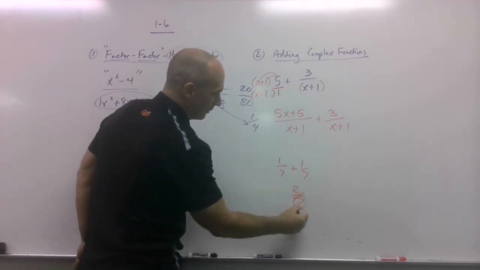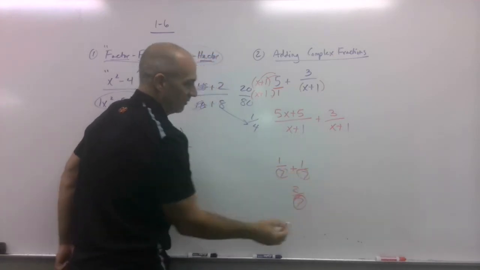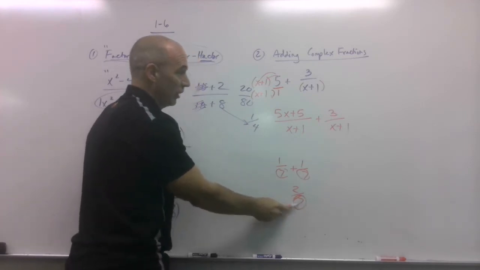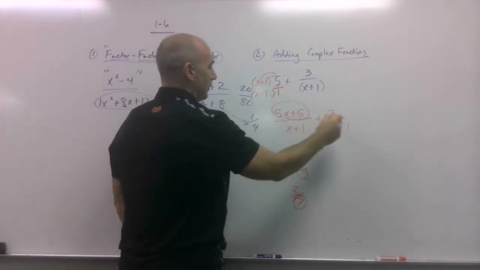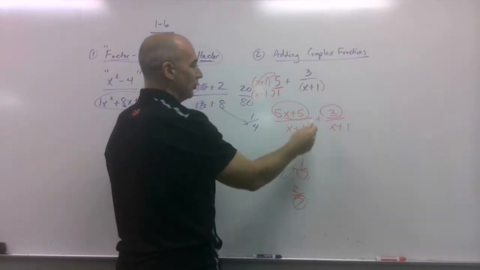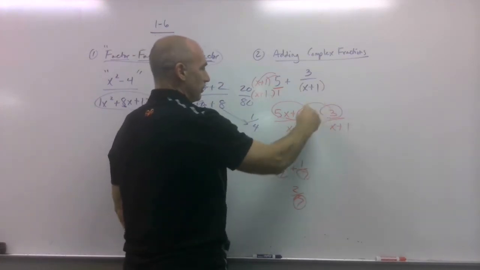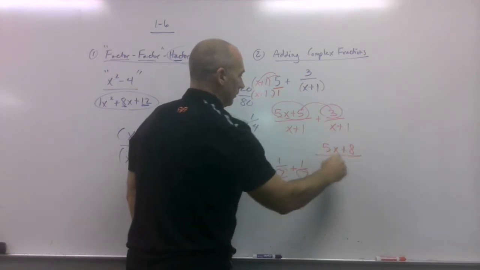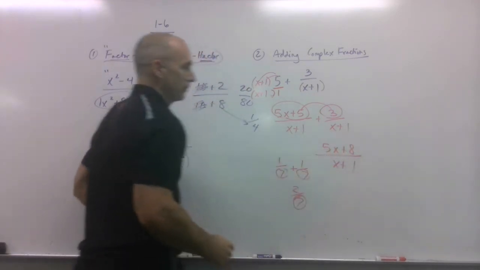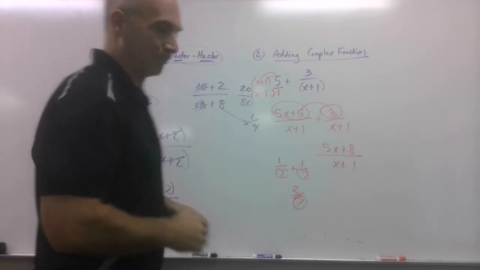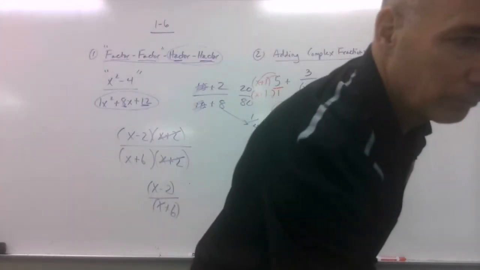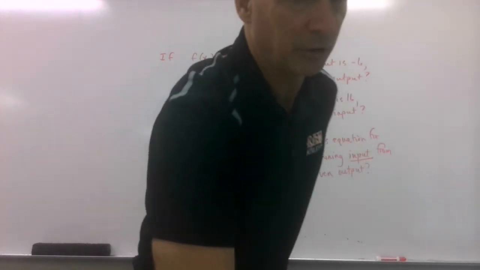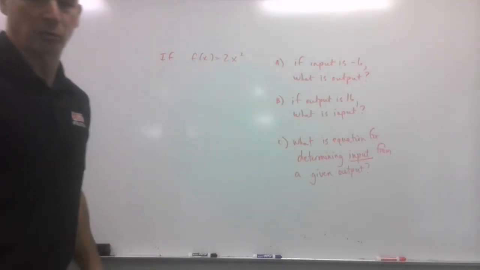Notice the denominator doesn't change. 1/7 plus 1/7 is 2/7. Denominator doesn't change. So I'm going to add the numerators, find like terms. 3 plus 5 is 8. So I get 5x plus 8 all over x plus 1. And you would be done. Okay, last little chunk of section 1.6.